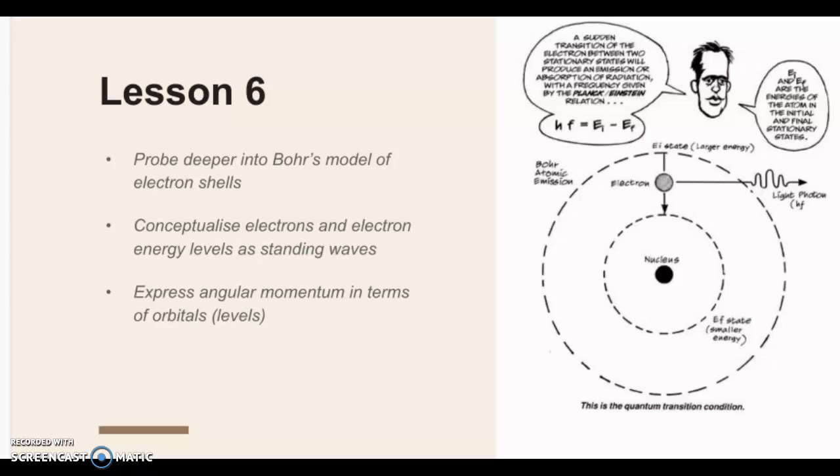Today we're going to look deeper into Bohr's model of the electron shell model that we looked at previously in topic 7. We're going to conceptualize electrons and electron energy levels as standing waves. We're going to introduce angular momentum and express it in terms of these orbital or energy levels. And we'll be talking about something called a quantum number and relating that to these energy levels.